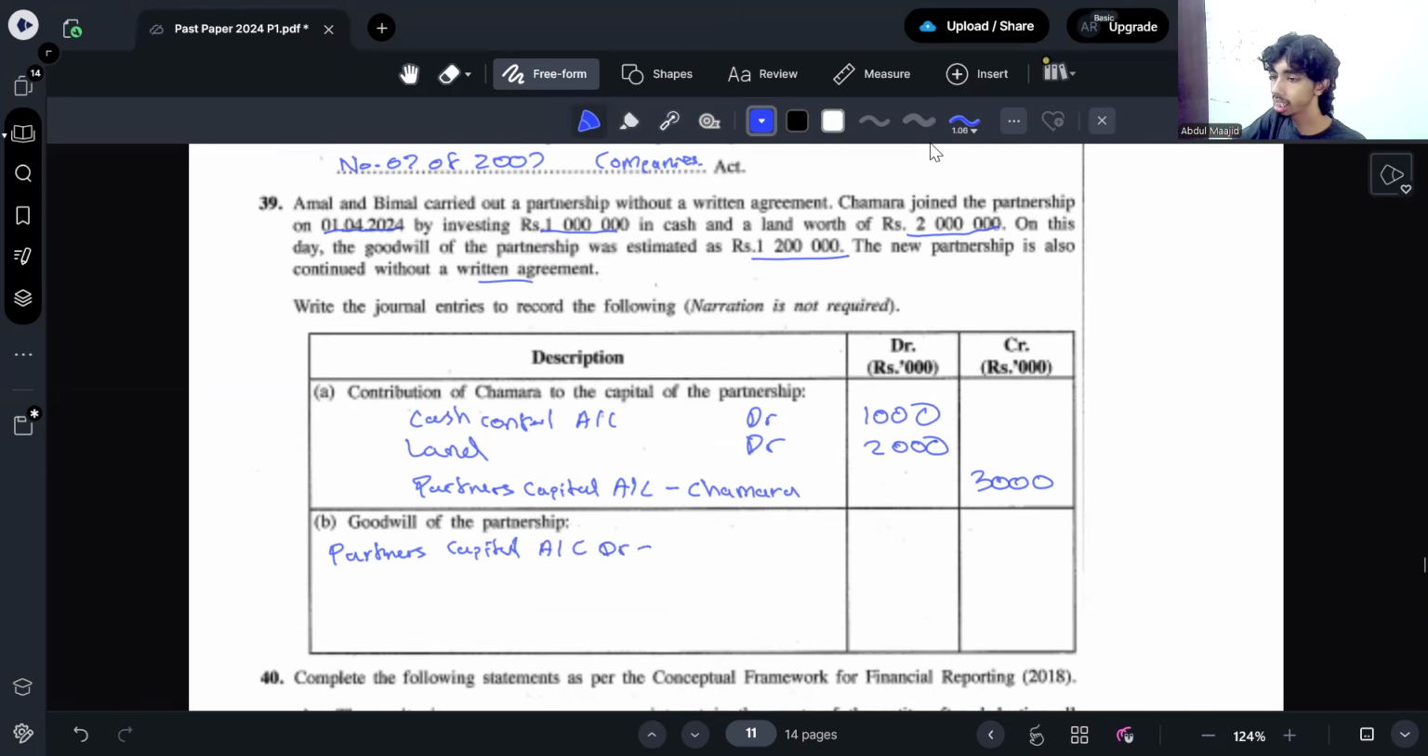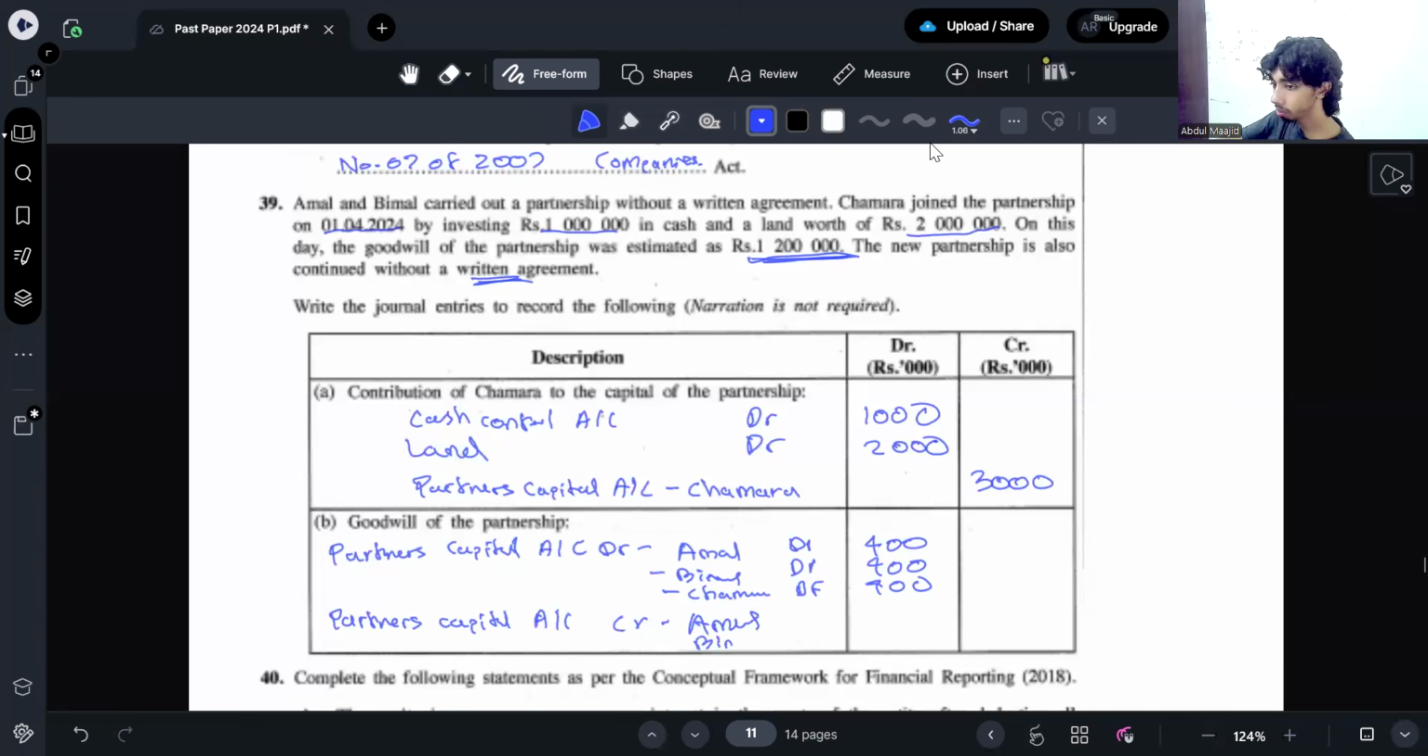debit. Okay, now new ratio will be between Amal, Bimal, and Chamara. Okay, the goodwill is 1200. You are sharing now. No written agreement means profit loss sharing ratio will be equal, and that will be 1200 if you divide among three of them. 400, 400, 400. Debit, debit, debit. Then credit based on old ratio. Partners capital account. Who are the old partners? Credit only Amal and Bimal. Amal and Bimal. 600 and 600.